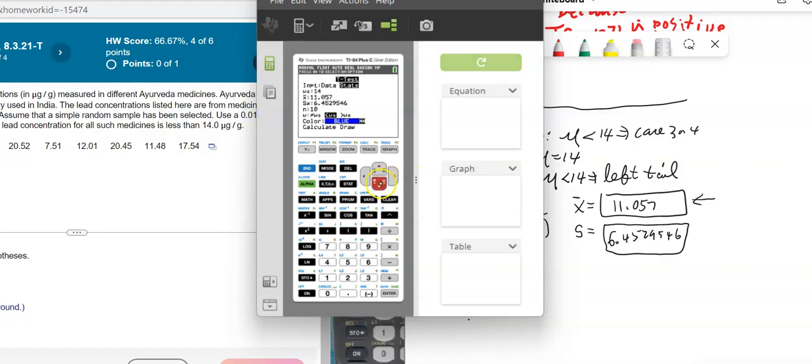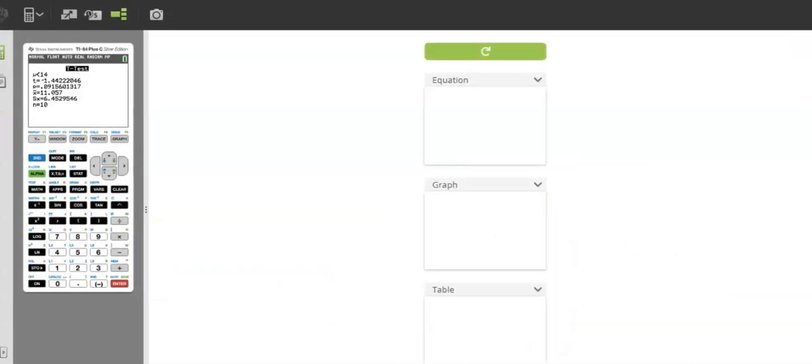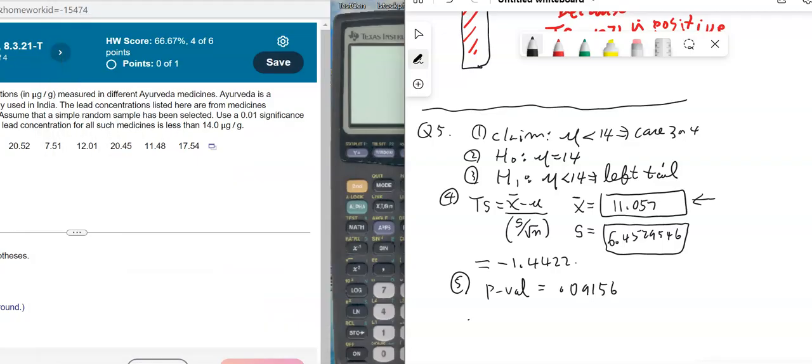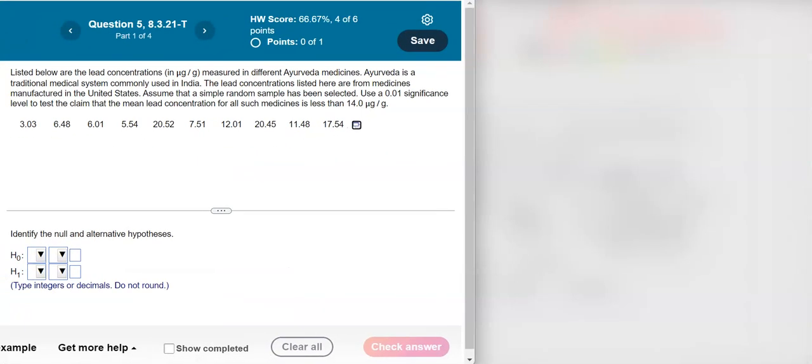And then go to Calculate. So now you have T is, what is it? T is negative 1.4422 and so on. And then the p-value is 0.09156. Okay, that's what we need. So let's answer the rest.